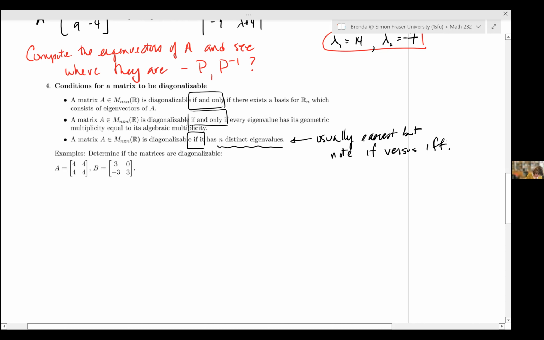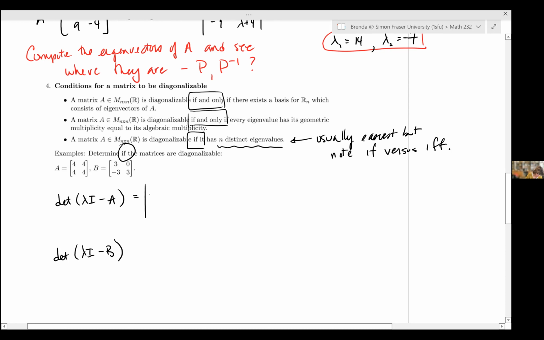Okay, so here's a question then. Determine if these matrices are diagonalizable. And so I'm going to check what the eigenvalues are. So I'm going to check the eigenvalues of A, determinant of lambda I minus A. And I'm going to do the same thing for matrix B. I'm going to check the eigenvalues of each one of them to try to figure out if these things are diagonalizable or not. Okay, why don't you stop the video and do this yourself? This is good practice.